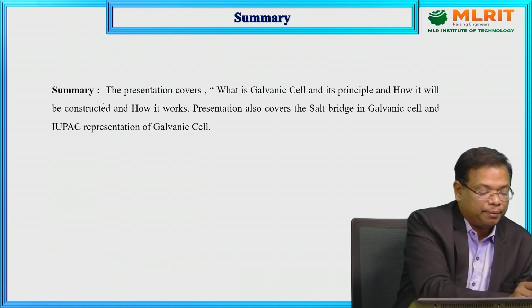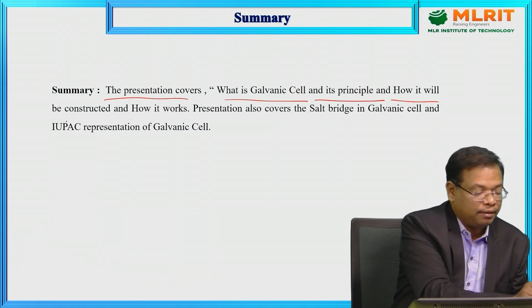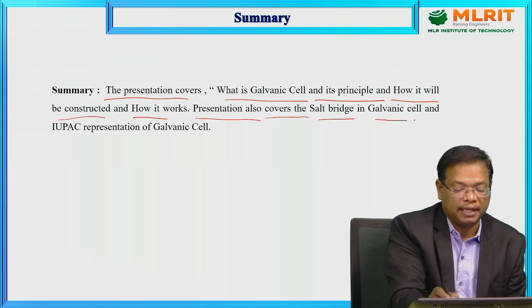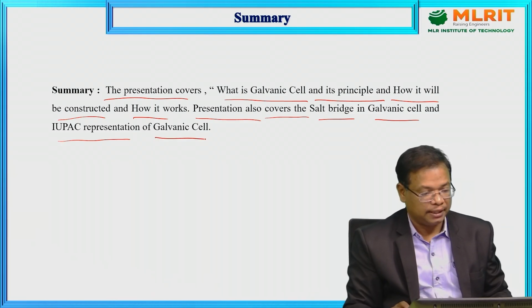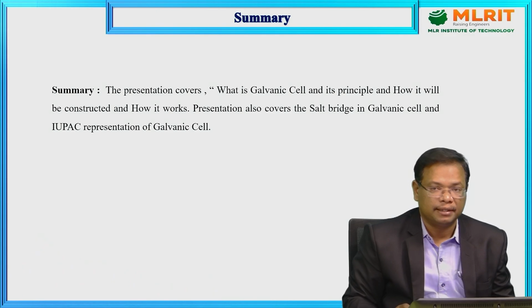In the summary, the presentation covers what is a galvanic cell and its principle, how it will be constructed and how it works. The presentation also covers the salt bridge in the galvanic cell and the IUPAC representation of the galvanic cell. This is the summary of the presentation of the galvanic cell.